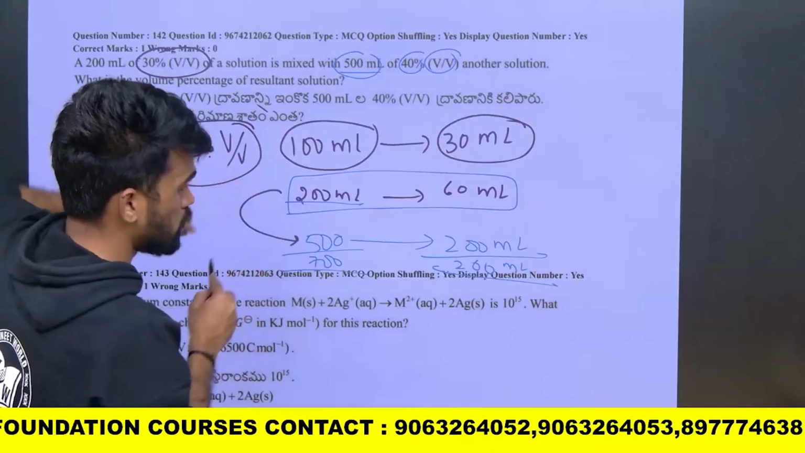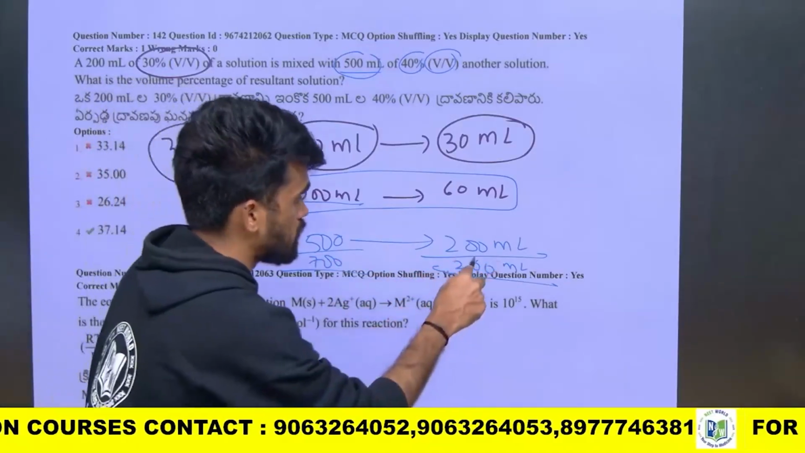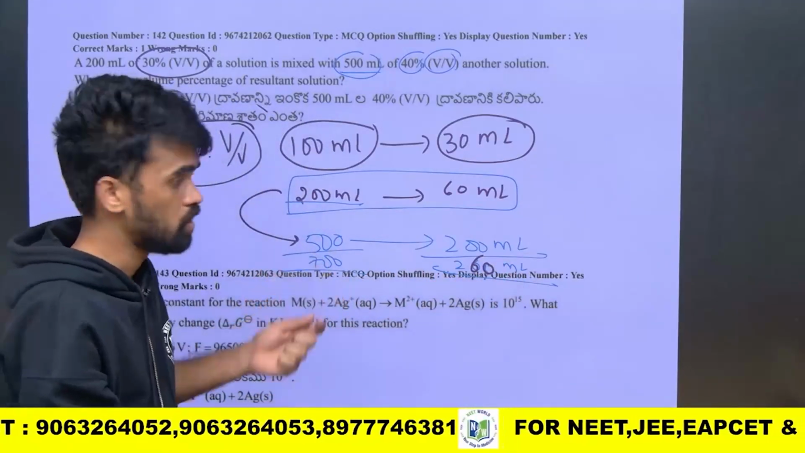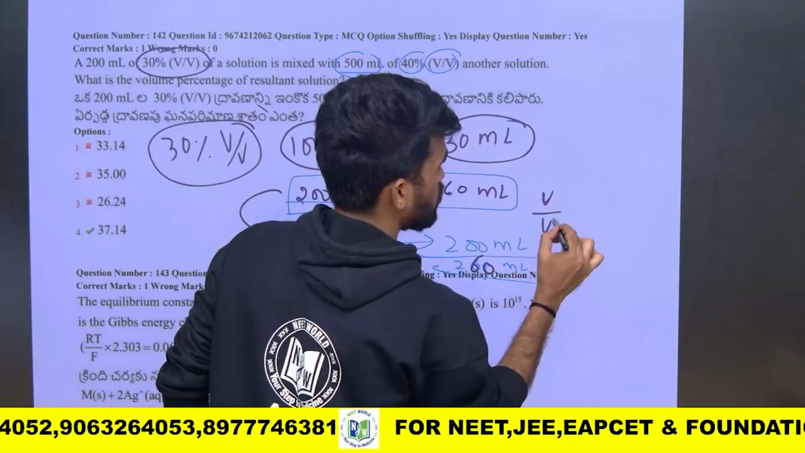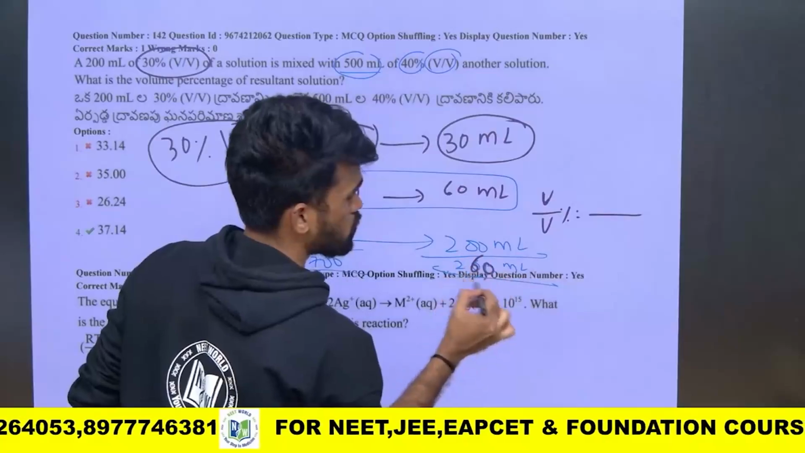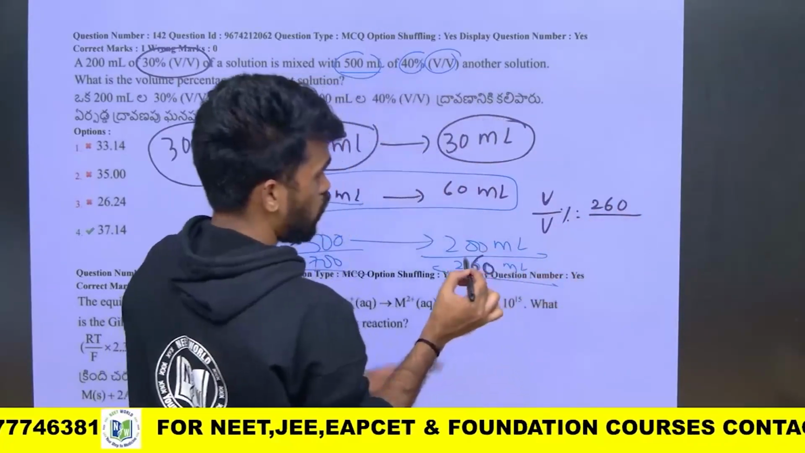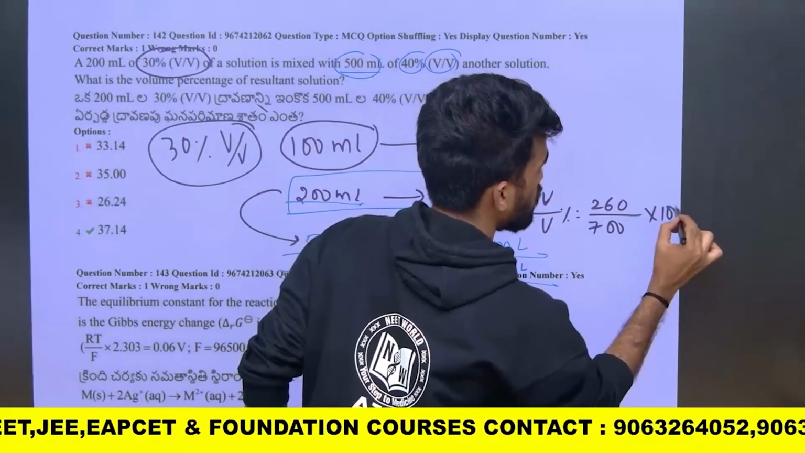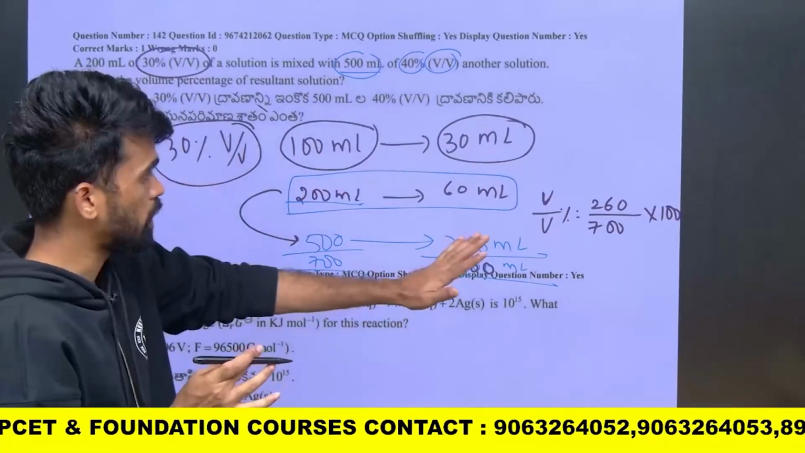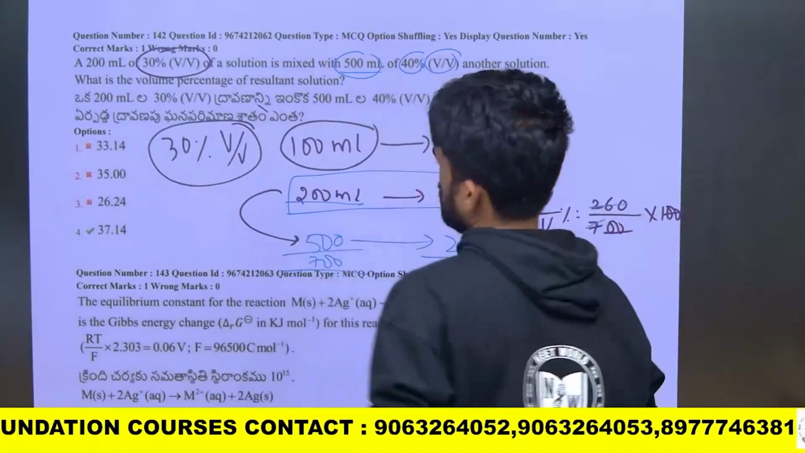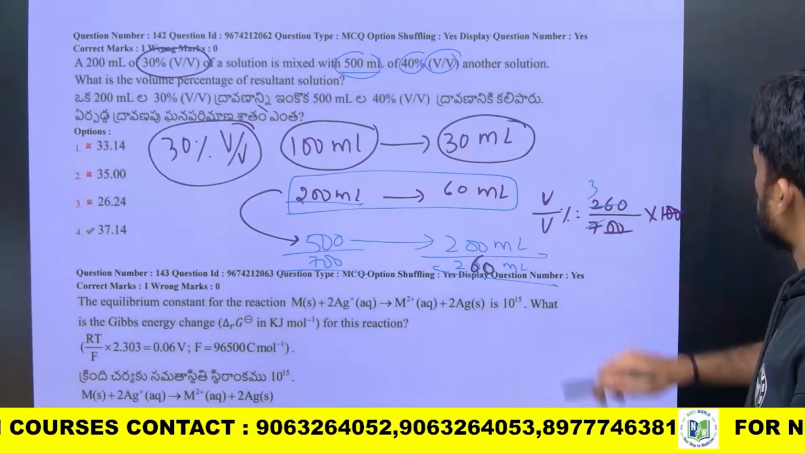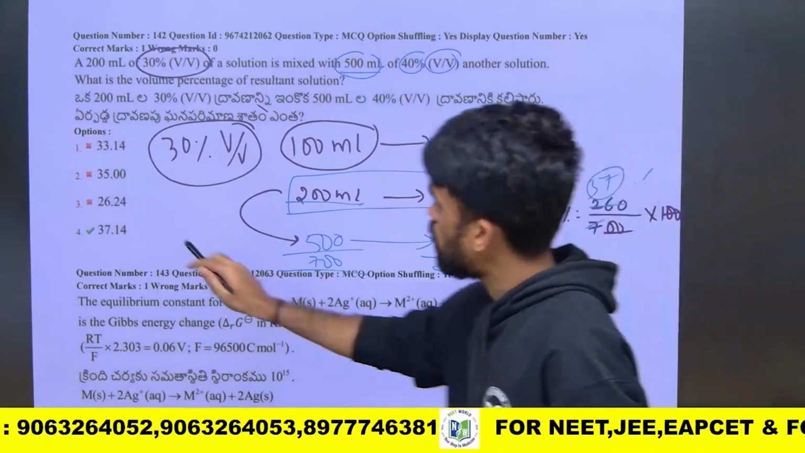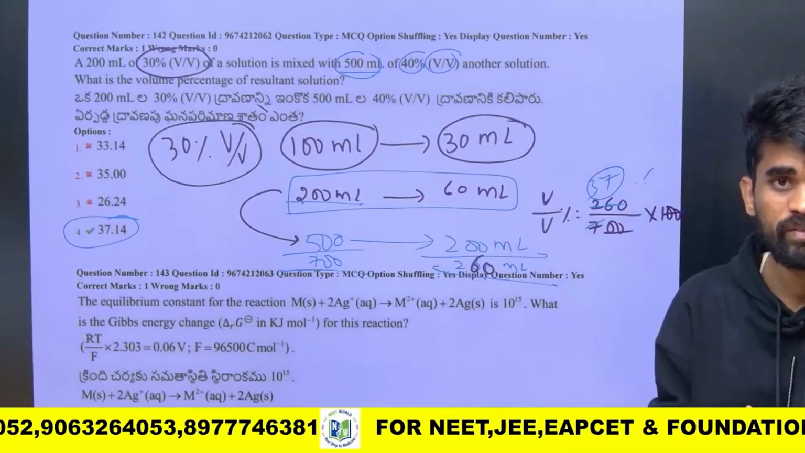So by mixing this solution, we have 260 ml of solute, and the total solution is 700. So if they ask volume by volume, you have to take the volume of solute, 260, and the volume of solution in the denominator, the total volume of solution 700, into 100, this is a percentage calculation. Now by doing this, 2 zeros cancel, 3 sevens are 21, the next 21 means 5, so 7 fives, around 37%. So we have option number 4 which is correct here. Hope it is clear without any confusion.